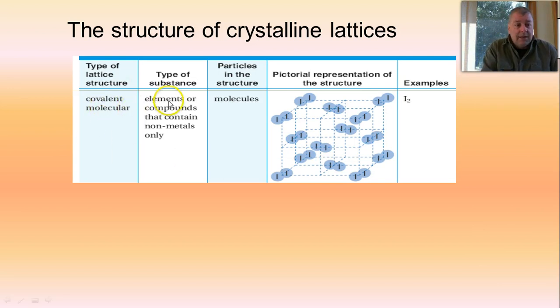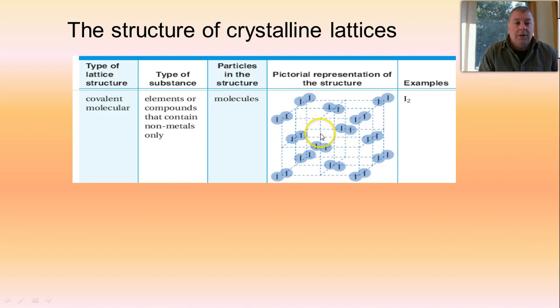Covalent molecular: elements and compounds that contain only nonmetals. Molecules, and this is a representation of the structure. Remember, for the covalent molecular, most of the time we're talking about their states as gases and liquids. Because they have such a weak bonding between the molecules, it's only at very low temperatures that you get the solids, but you do. Iodine is a solid at room temperature, and it has a crystalline structure like this, where you have your two iodine atoms there, and they're in a lattice. As soon as it becomes a liquid and a gas, that dissipates.